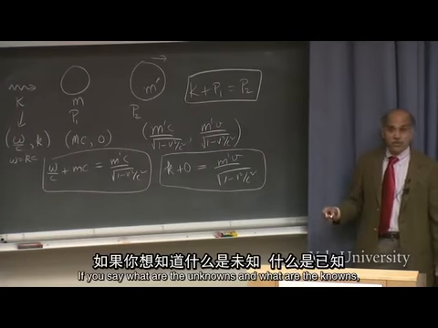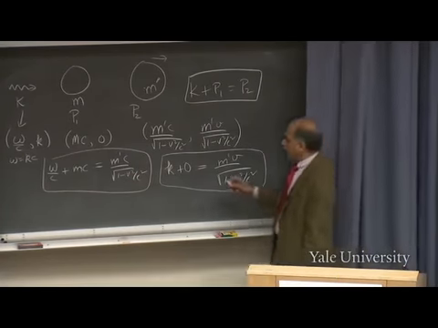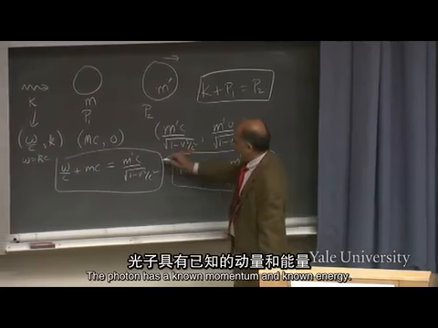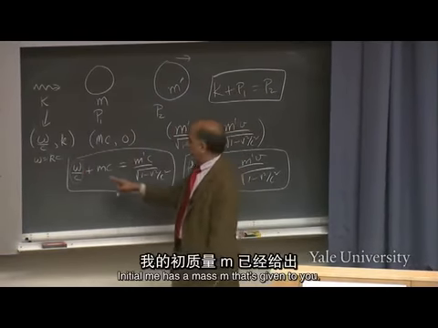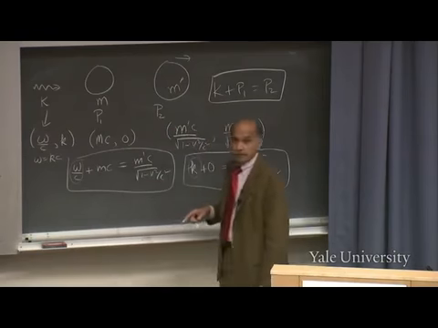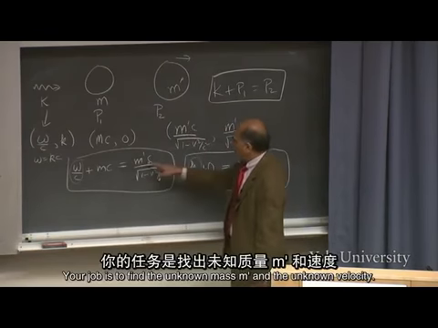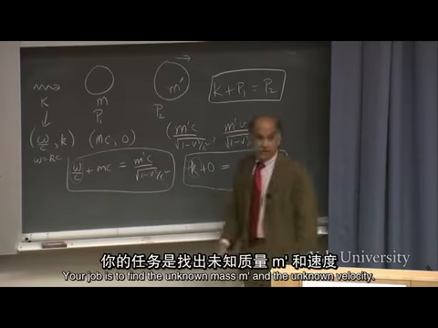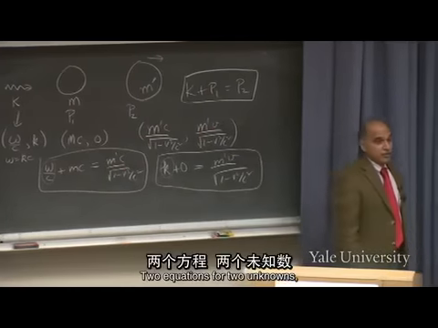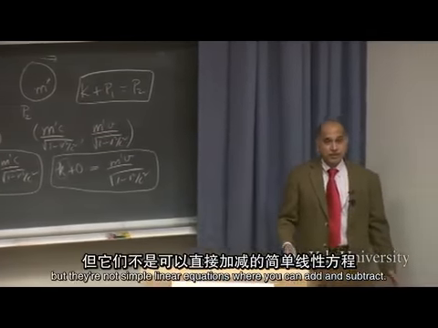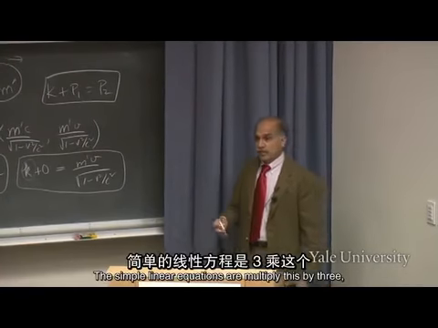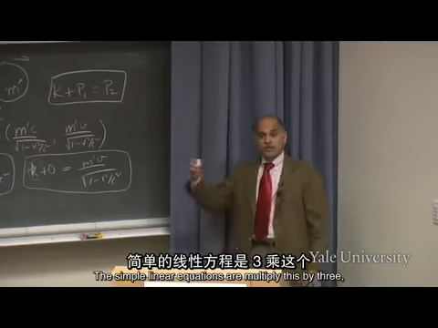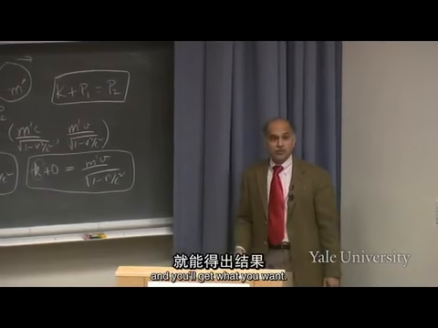If you say, what are the unknowns and what are the knowns, let's be very clear. The photon has a known momentum and known energy that's given to you. Initial me has a mass m that's given to you. Your job is to find the unknown mass m prime and the unknown velocity. Two equations for two unknowns, but they're not simple linear equations where you can add and subtract. Okay, the simple linear equations are multiply this by 3, multiply that by 4, and subtract, and you'll get what you want.